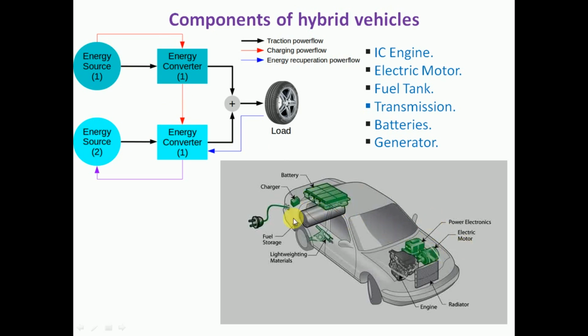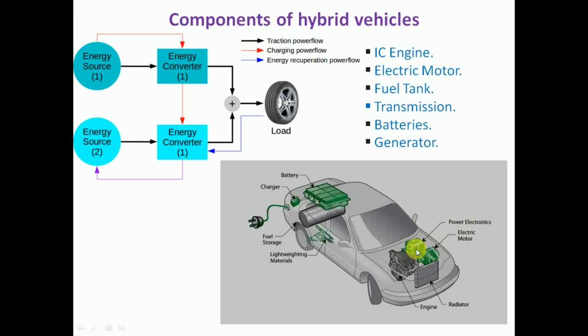Here the electric charger, the charge controller, and the battery are used to get the charge, and the fuel tank is used for the fuel. Lightweight materials are used for these hybrid vehicles. Here the internal combustion engine is used, along with the radiator and the other parts of the internal combustion engine. And here the electric motor will be connected. So both are connected together here, and the electricity is supplied to the motor.